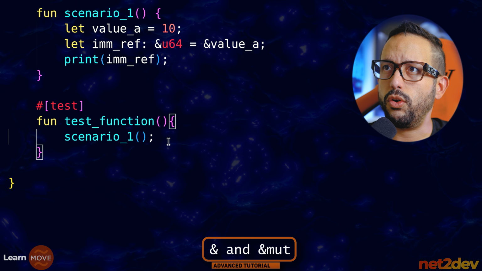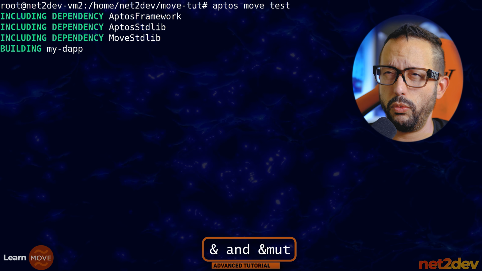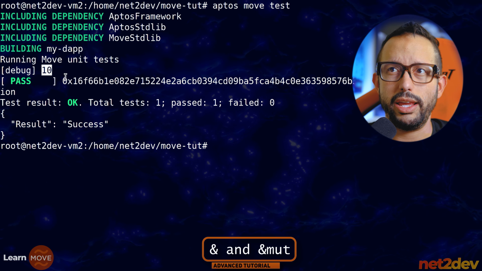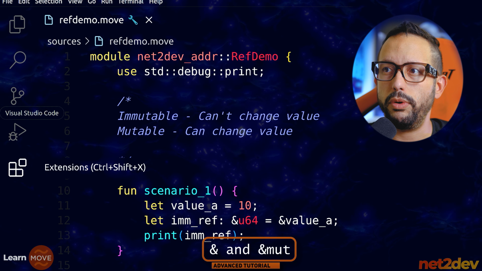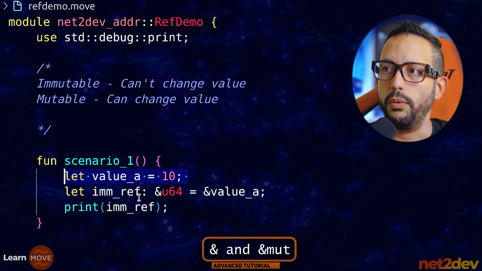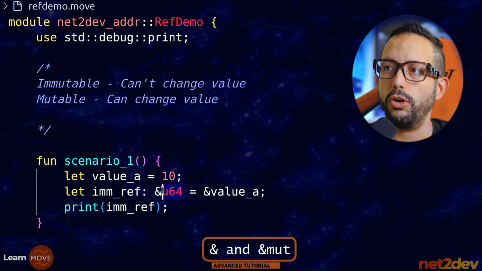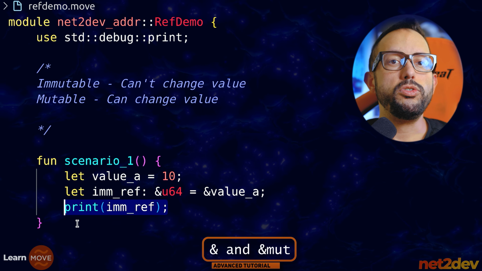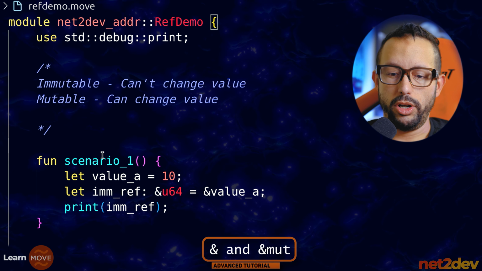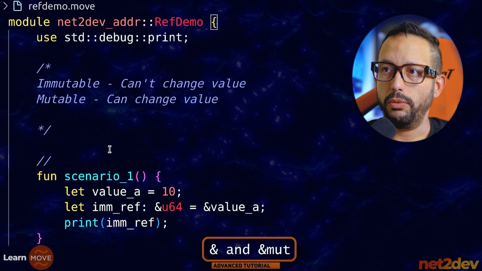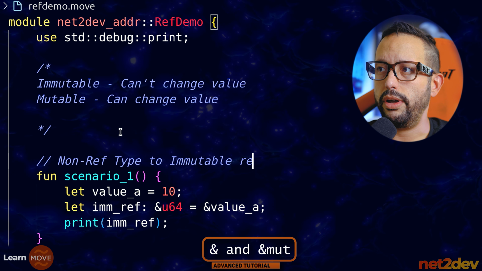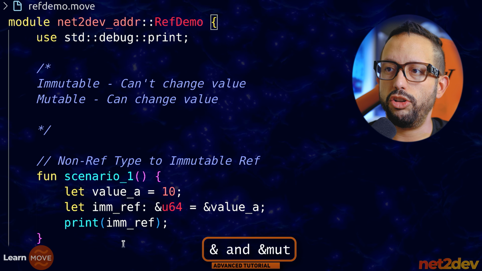Now, with that said, let's go ahead and test. Say aptos move test and see if we run into any errors. Beautiful, no errors. And we can see that we have displayed 10, the value that we declared. Non-reference type, we changed that to be a reference u64, and we printed it out. Awesome. Now let's do the second scenario. And by the way, I'm going to label this scenario 1, which is a non-ref type to immutable ref, okay?